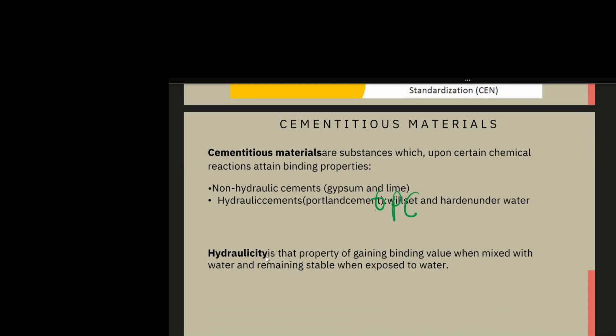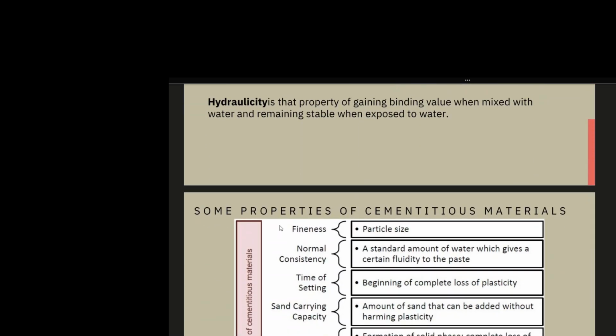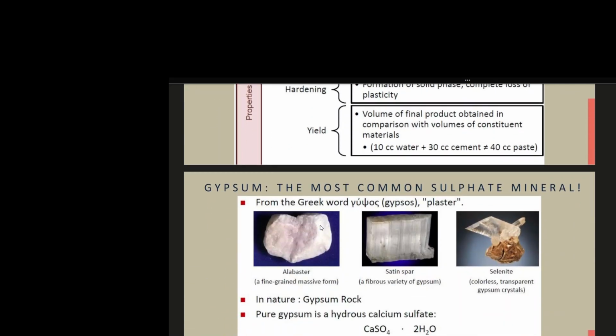So hydraulicity is that property of gaining binding value when mixed with water. So binding value is that we can say actually covering value. It's binding, right? So it's covering. And these are some properties of cementitious material. We have fineness, normal consistency, time of setting, strength carrying capacity, hardening, and yield. Because these are things that you've learned probably from your material of construction course.